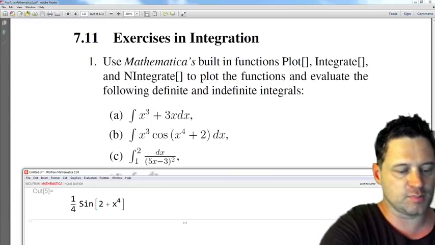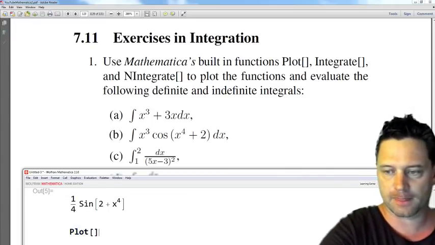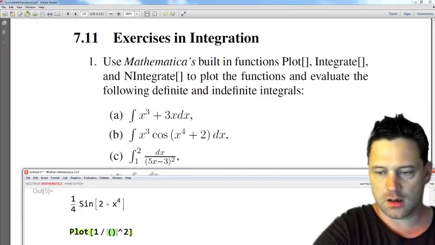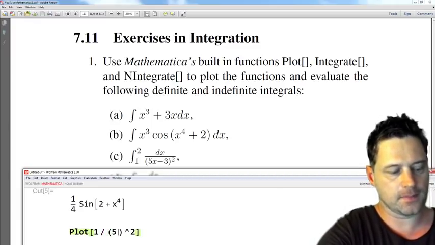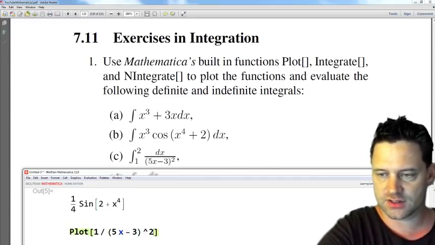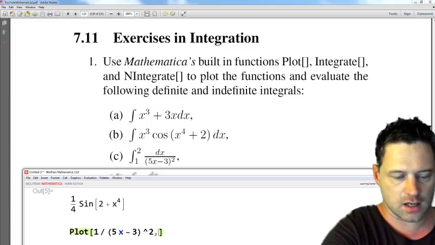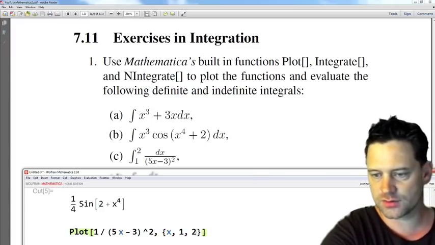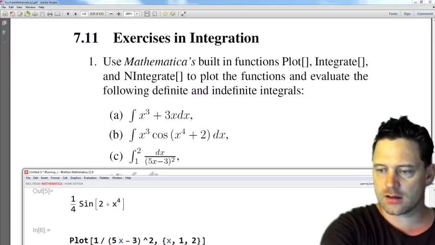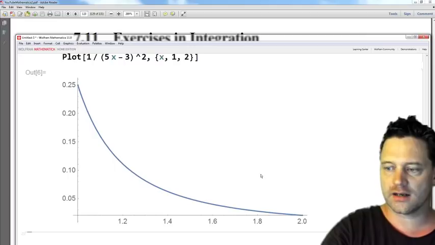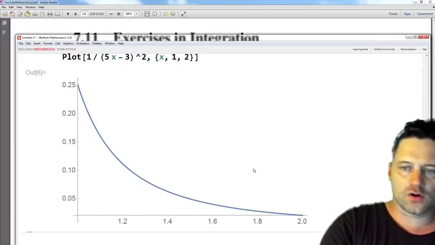All right, so I'm going to plot the function 1 on 5x minus 3 all squared, and let's choose a range to plot it in. X going from 1 to 2. All right, let's see, Shift Enter. All right, now we see a curve.